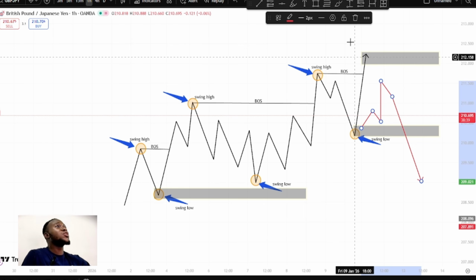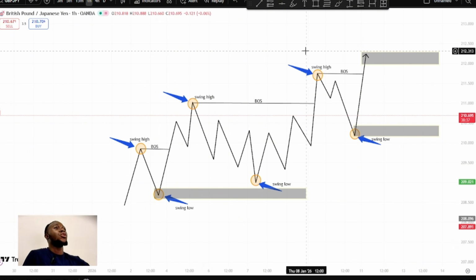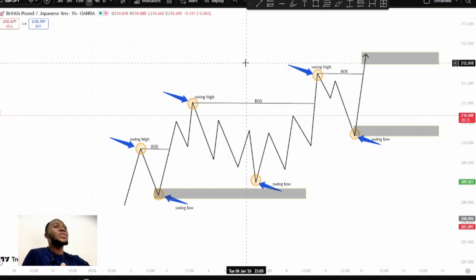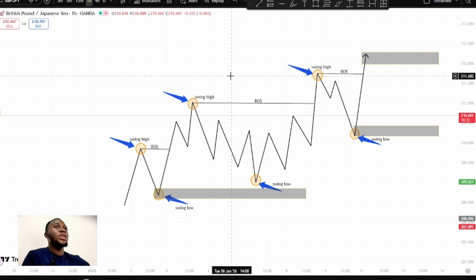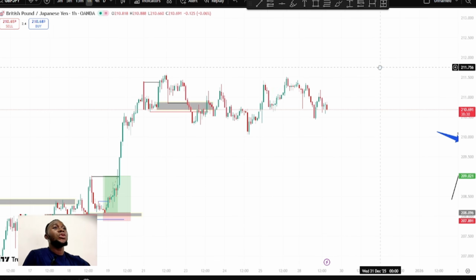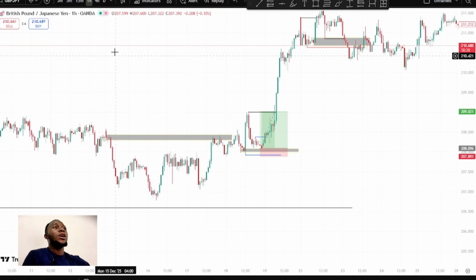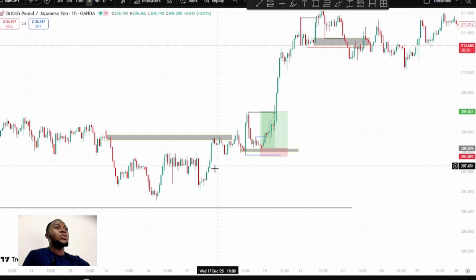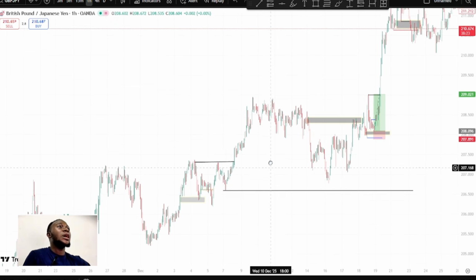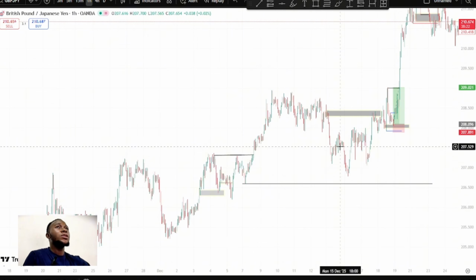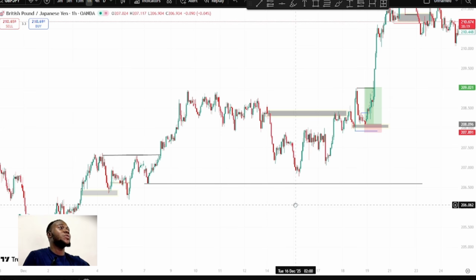So this is a little bit of an advanced video on market structure, just to give you deep insight into understanding how the market really moves. Now let's go to the chart so that I will show you. I will explain all of these things that I'm just trying to use this diagram to explain. Now let me explain this. This is GBP-JPY.